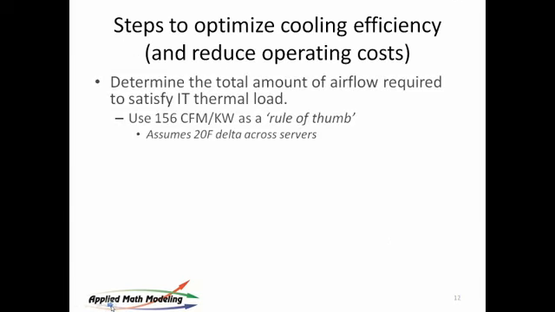So what you do to improve the efficiency of your data center is first determine the total amount of airflow required to satisfy the IT thermal load. And a general number we use is about 156 CFM per kilowatt. That's a good rule of thumb. It does assume a 20-degree delta across the servers. The number just simply falls out of that last equation I showed you, where the density of air at sea level times a 20-degree delta ends up being 156 CFM for a kilowatt of heat. It just falls right out of the equation. There's nothing magic here about that number.